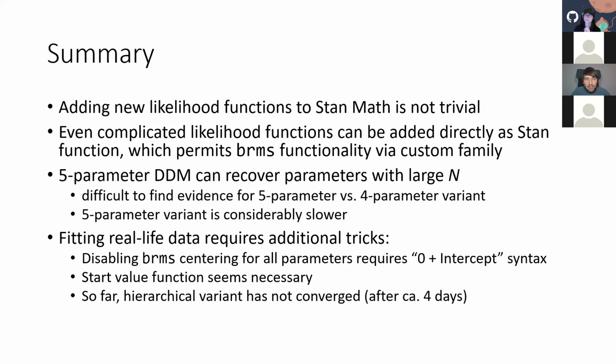Fitting the data to real-life data in brms requires some additional tricks. If you want to disable centering, you have to use the 0+ intercept syntax. The start value function is definitely necessary because the non-decision time cannot be larger than the smallest RT. Otherwise, brms will not start sampling. And after like 4 days or so, the hierarchical variant has not yet converged on our servers. So we will keep you updated whenever this is done. And yeah, that is it from me.